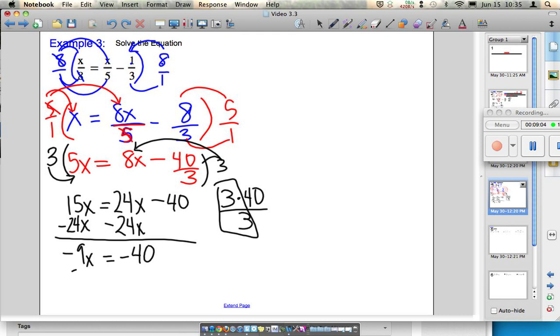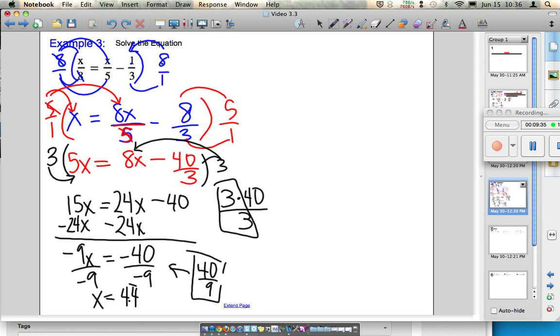And I'm going to divide both sides by negative 9. It looks like I'm not going to get a nice answer this time. If I divide that out, it would be about 4.4 repeating is what I'd get if I wrote that as a decimal. So it wasn't a nice number, but we can still find the answer. And that's the exact answer, 4.4 repeating. Or you could write the answer as 40 over 9. That's as simple as it gets.